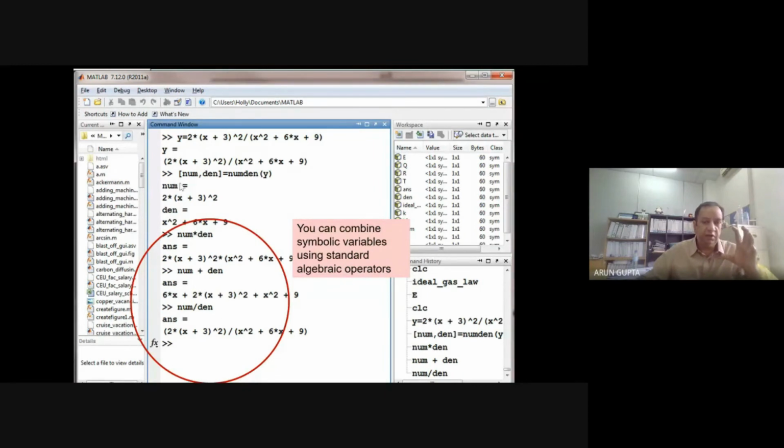So just try this step. The first one, separate num den, numerator, denominator. Second, multiply both the equations. Third, add. And fourth, divide. Check by running in the command window. If you got the answer correctly, then in the chat box, just write done.